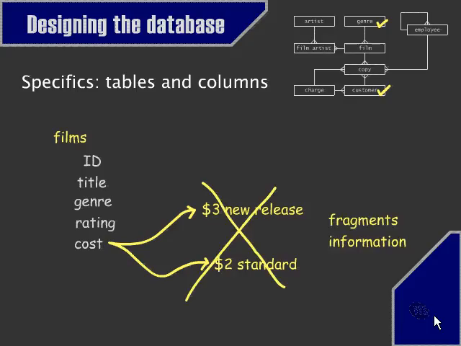How we're going to affect that change, one way to do it would be to actually store the $3 and $2 figures within the films table. However, this is what I wrote down initially when I was sketching out ideas for the database. Very quickly though I realized that this would fragment the information, because if we wanted to increase the price of the new releases, or decrease the price of the standards, or whatever we were doing, we would have to go in and edit every entry of a film already stored in the database.